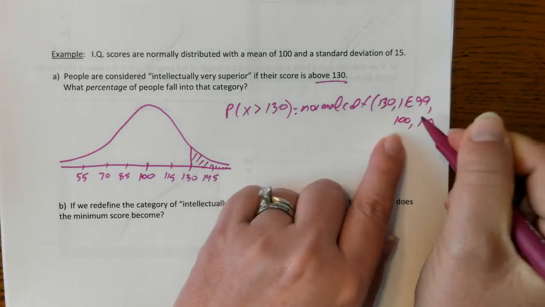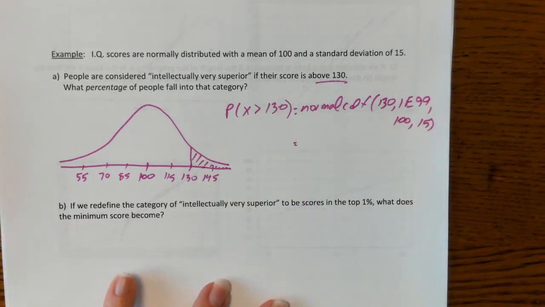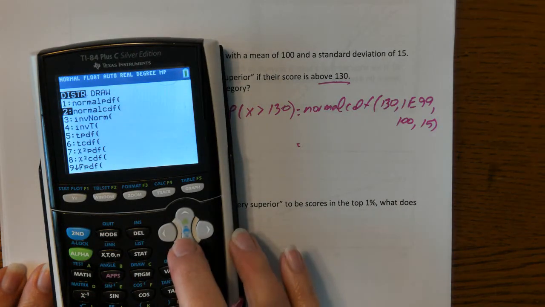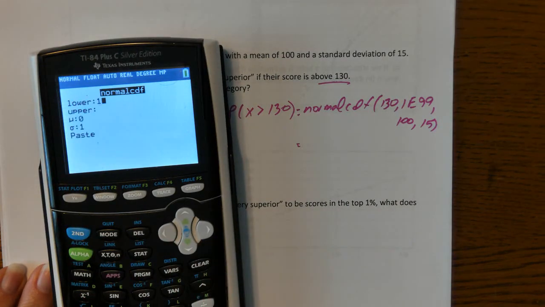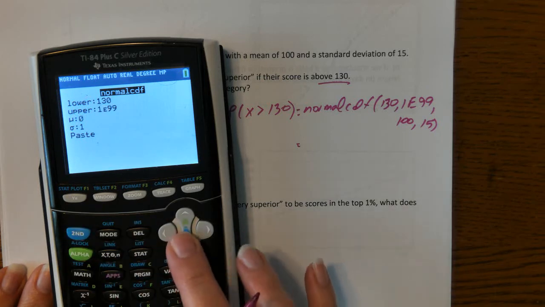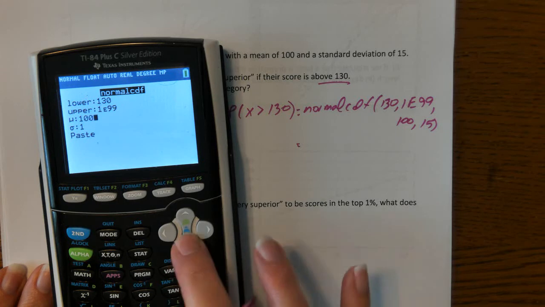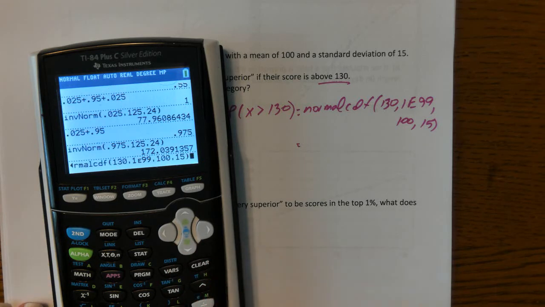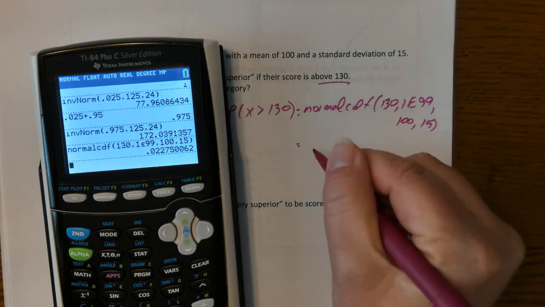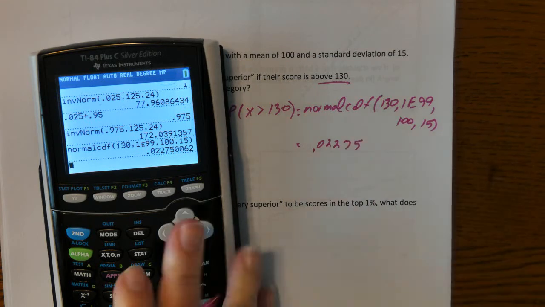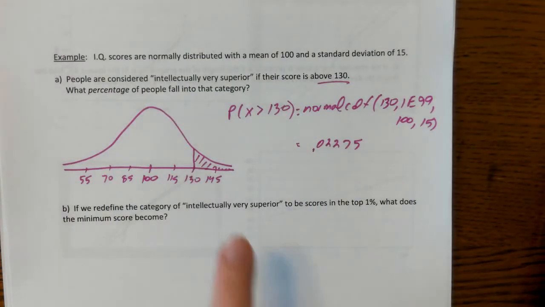I ran out of room there, sorry, had to loop over. All right, so I'm going to type that in my calculator. Second vars, normal CDF, lower number is 130, 1E99 is the upper, mean of 100, standard deviation of 15. Remember, if you have an 83, it will not prompt you for those items. You have to just type them in yourself. And we get 0.02275.